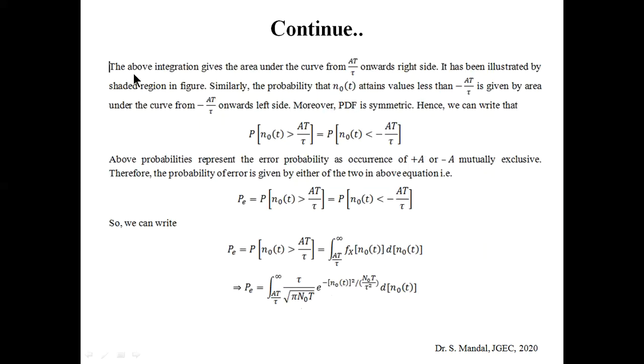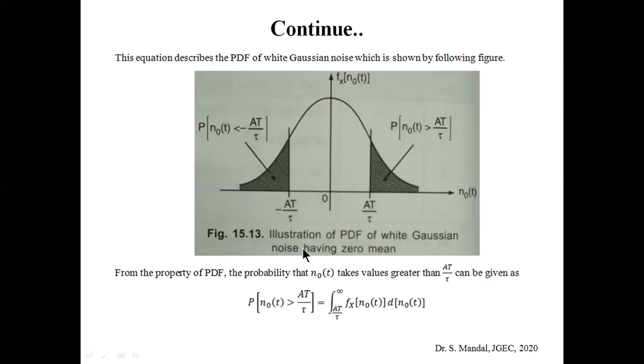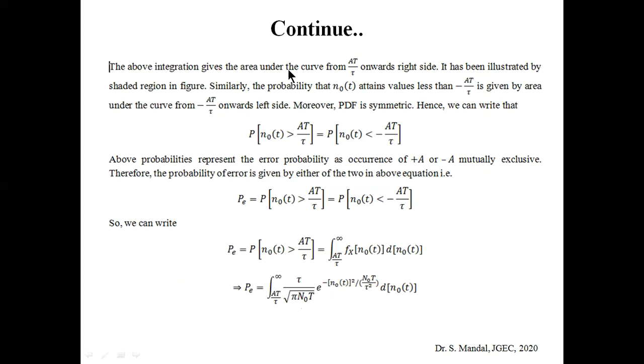So it is given by the above integration. This area is the probability of error, where the value takes greater than AT by tau. If we find the probability, we use the lower limit as AT by tau and the upper limit as infinity, and it is given by the probability distribution function f_X(n_0(t)) dn_0(t). So the above equation gives the area under the curve from AT by tau onward, the right side. It has been illustrated by the shaded region in the figure.